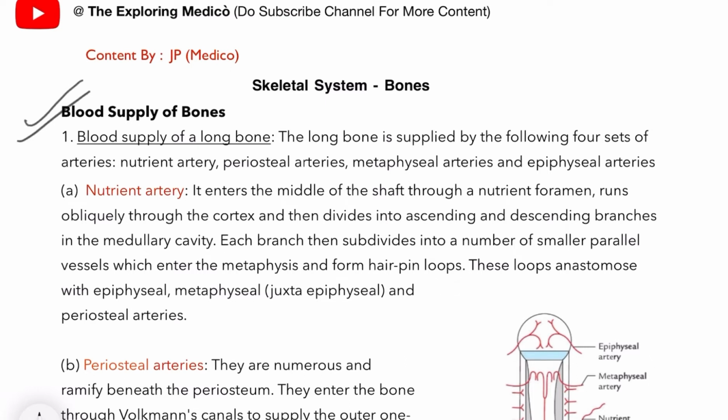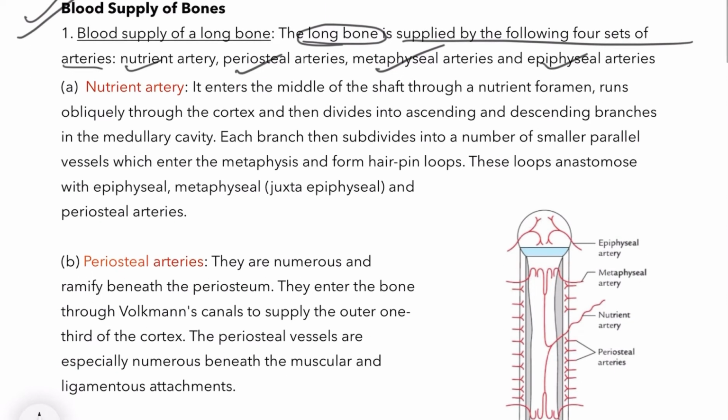Blood supply of bones. Now, blood supply of a long bone, first we'll discuss. Now, the long bone is supplied by four sets of arteries: nutrient artery, periosteal artery, metaphyseal artery, epiphyseal artery. This we have discussed in the earlier video. Now we'll discuss in detail.